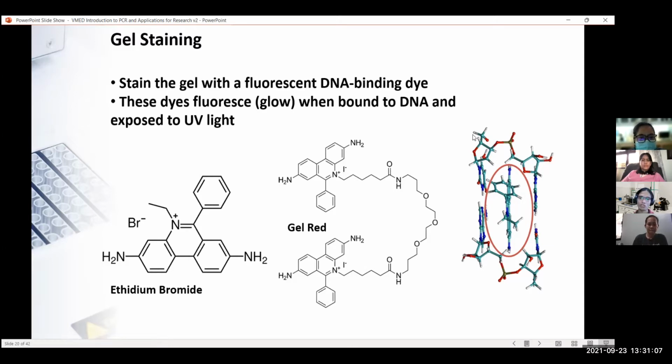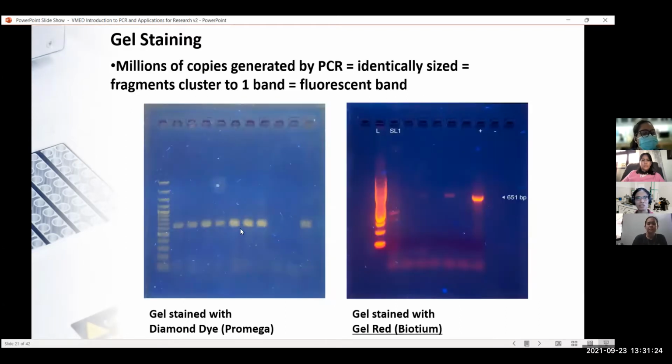As you can see, this is the DNA. This is one strand, and this is another strand. And this is ethidium bromide. What ethidium bromide does is bind between the two strands, and it will fluoresce or glow under UV light. Okay, so this is an example.